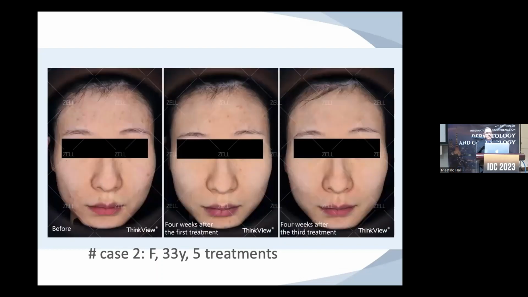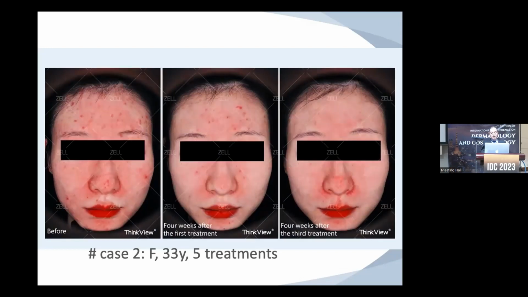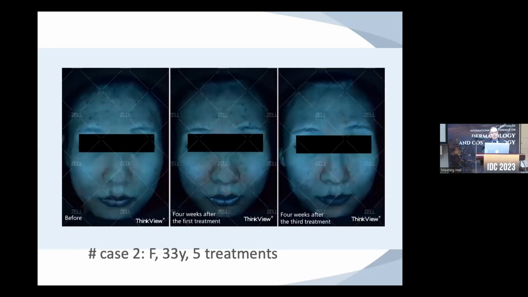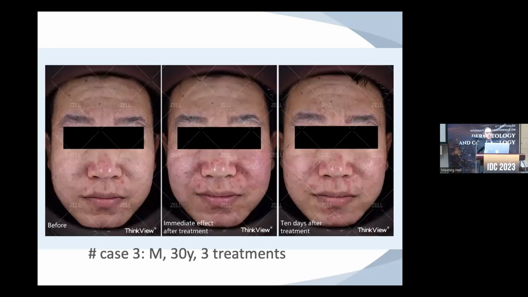We can see that the pigmentation problem actually has a good result. This is another case, a female patient, 33 years old. She finished 5 treatments. This is the overview photo. This is the polarized light for the vessels, the inflammatory reaction, and the redness, and this is the UV light to show the pigmentation. This is another case, a male patient, 30 years old.